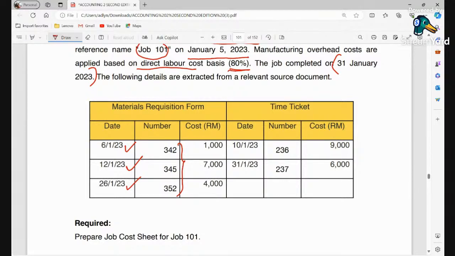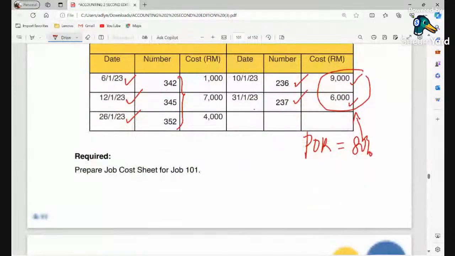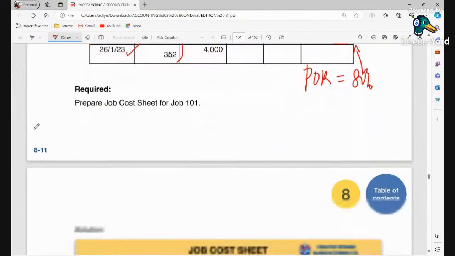And then time ticket 236 seorang dan 237 seorang. Ini pada 10 hari bulan Januari, yang ini pada 31 hari bulan Januari. Okay, nilai 9,000 dan 6,000. Okay, so ini direct labor cost. So tadi kita nak kira POR, kita akan guna 80% dari direct labor cost. Okay, so kita nak prepare job cost sheet untuk 101.